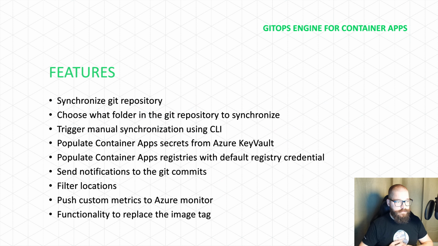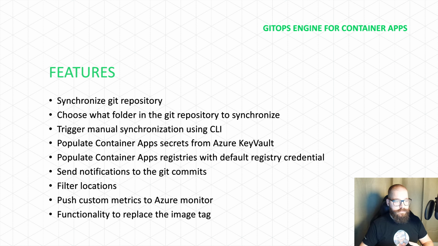A couple of features. So of course we're able to synchronize a Git repository, but we can also choose what folder in that Git repository to synchronize. That makes it possible that we can have a dev folder, a QA folder, and a prod folder as an example. And we can have one AskAGit container app running for each of the different environments. We've built a CLI that makes it possible to trigger a synchronization, and we are using Service Bus to actually communicate to the AskAGit pod that it should initialize new reconciliation.